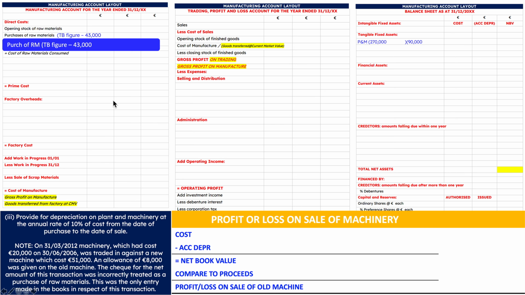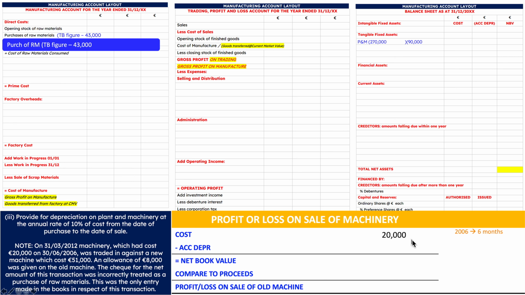Then we'll do the profit or loss on sale of machinery. So the cost of the machine that was sold was 20,000. Then we'll take away the accumulated depreciation. The rate is 10%, but we need to figure out how long we had it for. So the business bought it on the 30th of the 6th, 2006, and they sold it on the 31st of the 3rd, 2012.